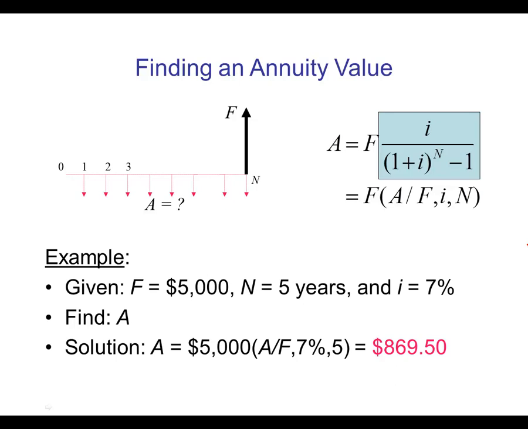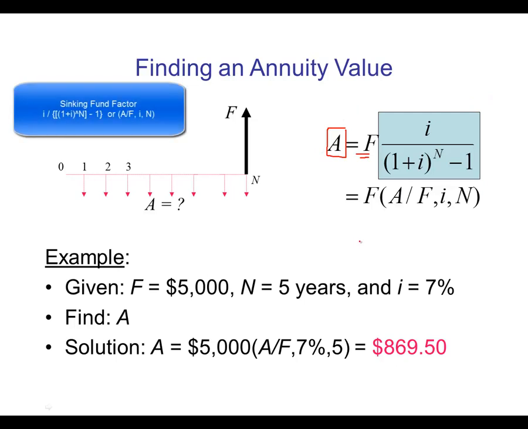Using basic algebra, and moving the terms from one side to another, I can find the annuity, and A will equal F, which is the future value, multiplied by I, the interest rate, divided by (1 plus I) to the power n minus 1. And that will be the formula to calculate the annuity.